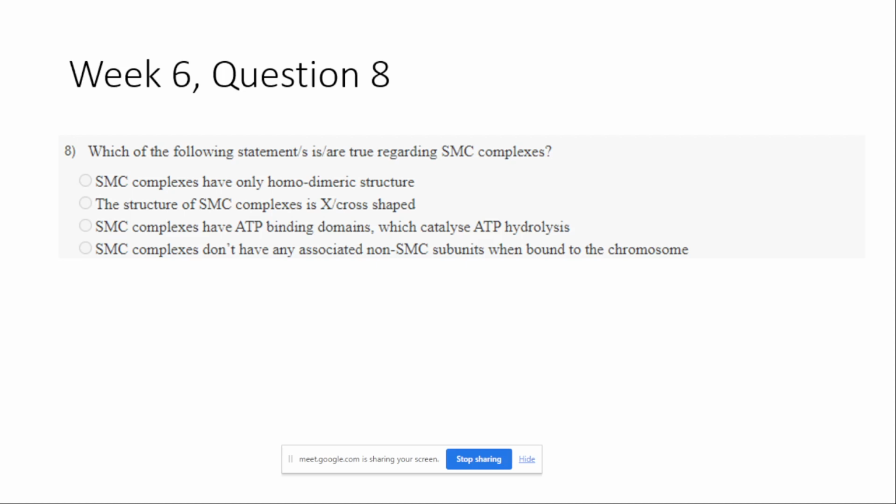It's not true, right? Because the SMC complex has a ring type structure. It is a ring shaped complex, so this is not an X shaped complex. That's why this option is not true. Third option is it has an ATP binding domain which catalyzes ATP hydrolysis. Is it true?